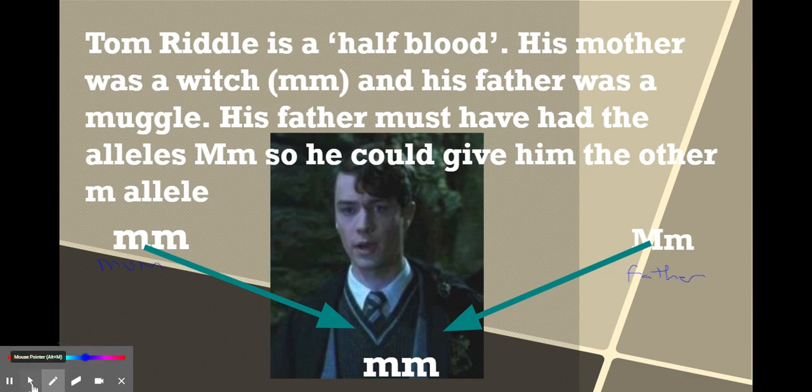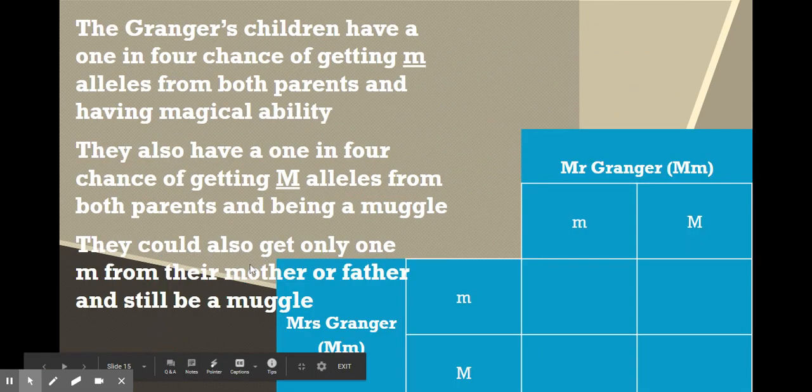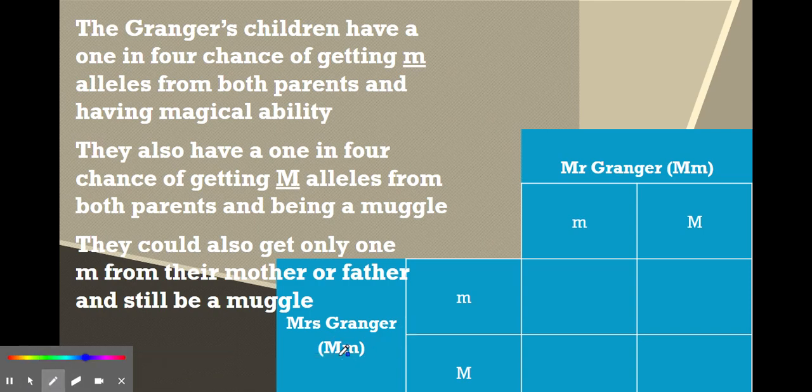So let's have a look at how a Punnett square would work on this, which is that diagram that we looked at last time. If we go down and we look at Hermione again, we look at her family. The Grangers' children have a 1 in 4 chance of getting mm alleles. So there's Mr. Granger and Mrs. Granger. We've already established that they must have a Muggle gene, but they must also both have a magic gene in order to give Hermione her magic.